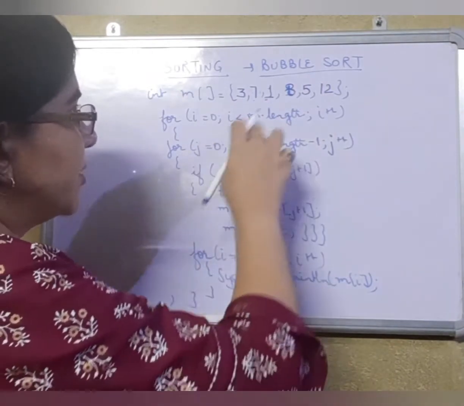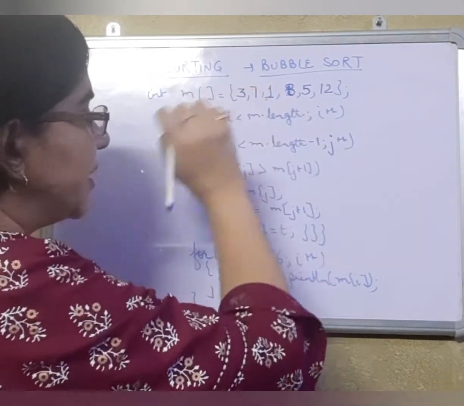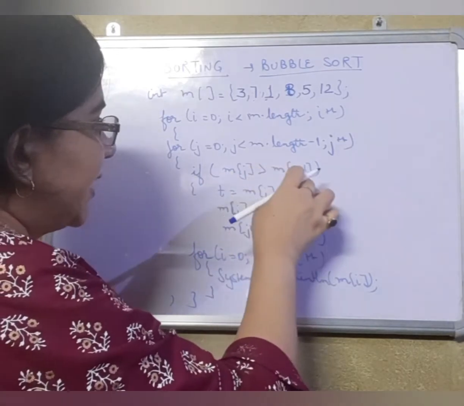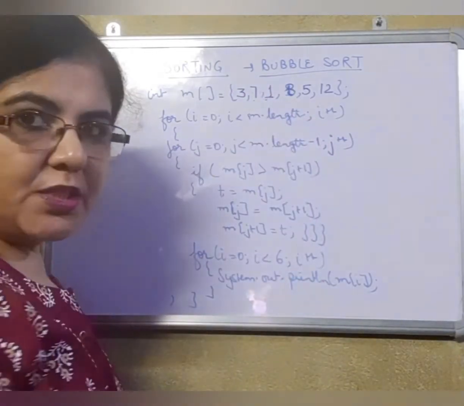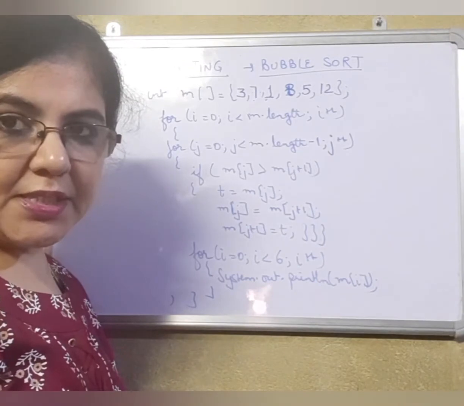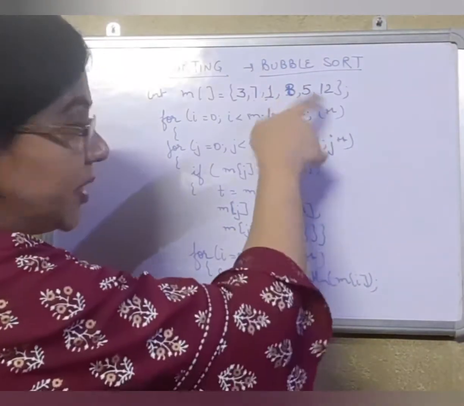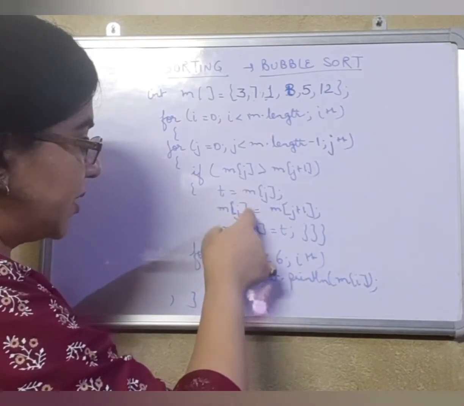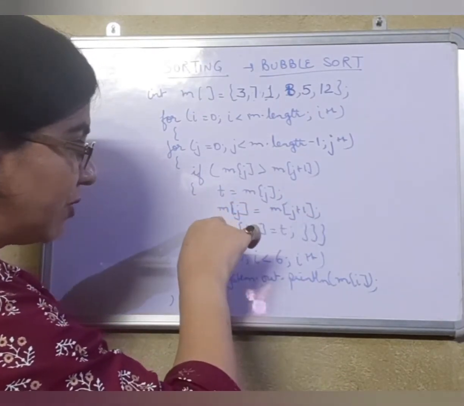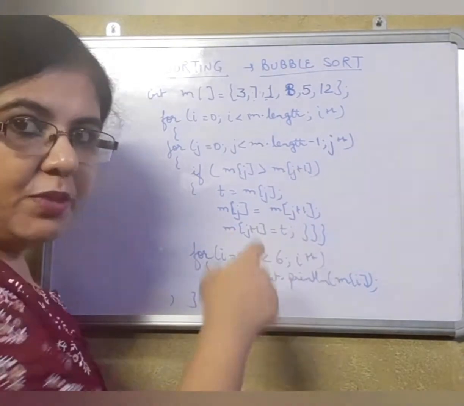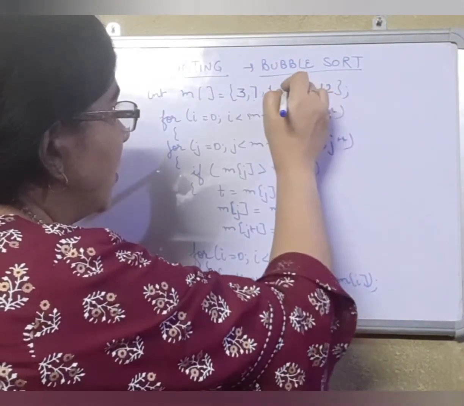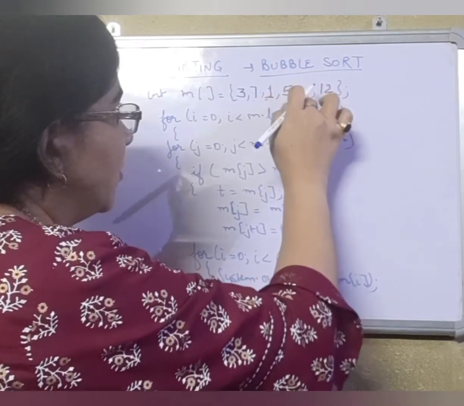Then with j plus plus, j becomes how much? 3. Okay, so if m[j] is greater than m[j plus 1], at third position it has got 8. 8 is greater than the neighboring number 5. Yes. So t is equal to m[j] is going to take 8. Instead of 8, you will be keeping your 5. And instead of 5, you will be keeping 8. So here again we have got 5. Here we have got 8.